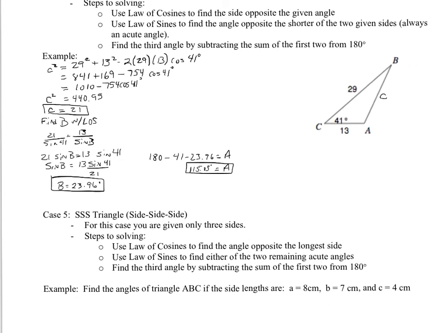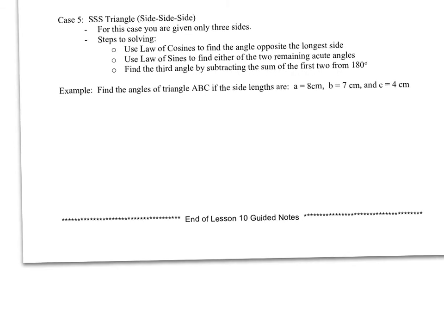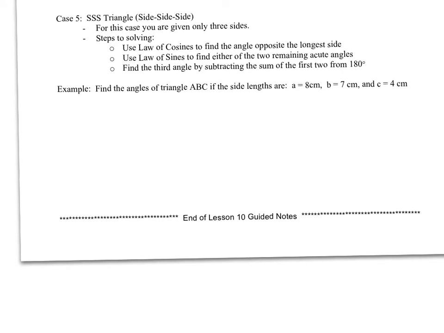Okay. There's one final configuration that we need to consider, and that configuration is a side-side-side triangle. For this triangle, all we are given is 3 sides. We want to first use the law of cosines to find the angle opposite the longest side. So let me draw this out. Here we have 8, 7, and 4. So this will be angle C, angle B, and angle A.